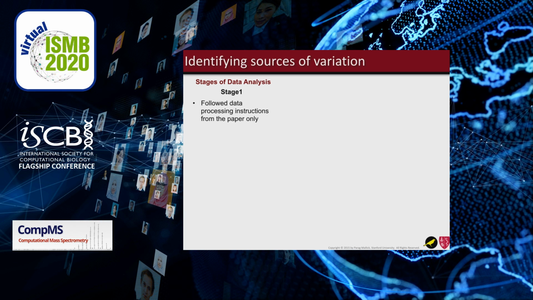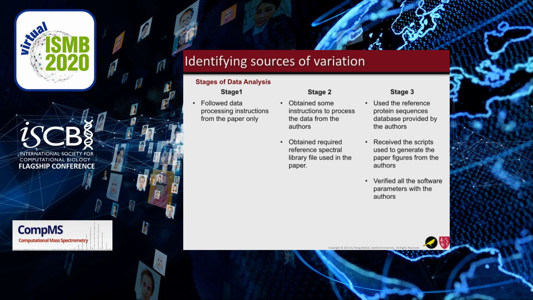While trying to reproduce the results from the paper, we've had to repeat our analysis a few times. So our data analysis was performed in 3 different stages. In stage 1, we followed the data processing instructions from the paper only. In stage 2, we obtained some instructions from the authors and also had to change one of the reference files that we had used. In stage 3, we used the same reference protein sequences database files that the authors provided and continuously communicated back and forth with the authors, received a lot of scripts, and verified the parameters.